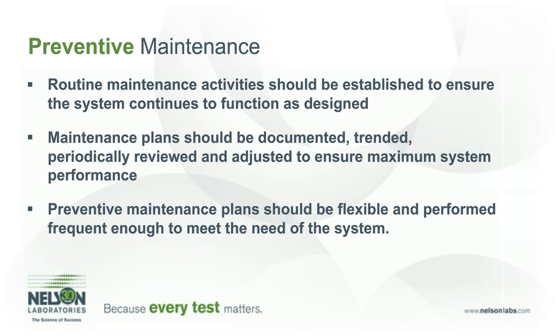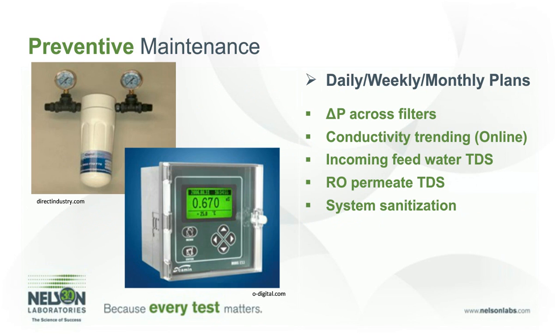Daily, weekly, and monthly preventive maintenance plans, such as measuring of differential pressure across filters to see when they're being saturated. Daily measurements of conductivity trending, typically from an online meter, are also recommended, as well as measuring the TDS from incoming seawater. It's also not a bad idea to measure your RO permeate, or the output of your RO, to establish a baseline for RO performance with regards to total dissolved solids. And of course, system sanitization, typically on a quarterly basis for cold water systems, is the best practice as well.